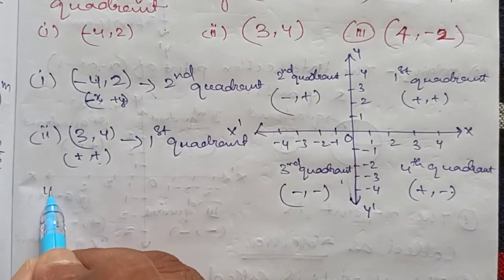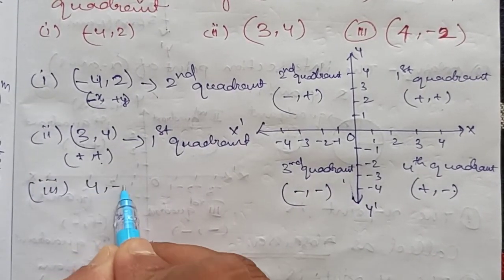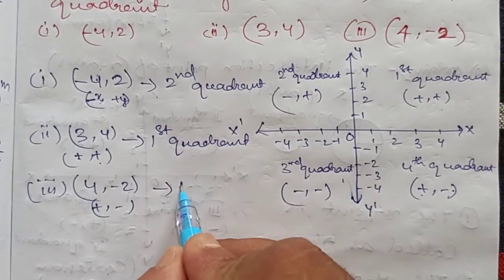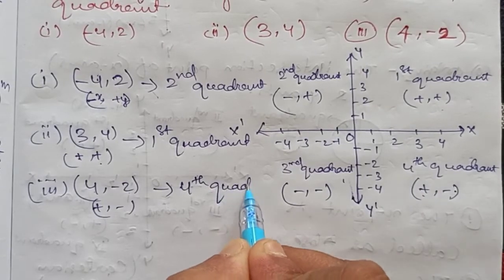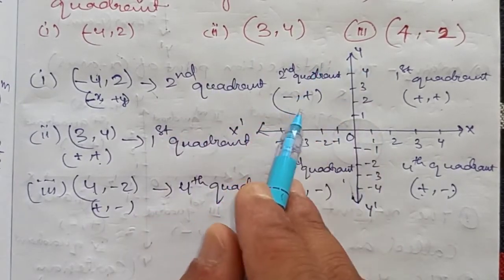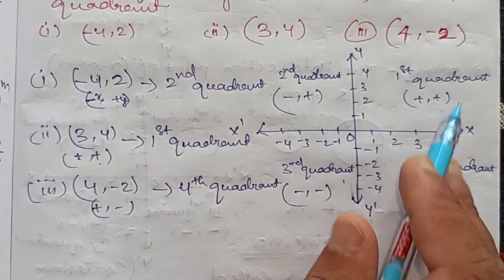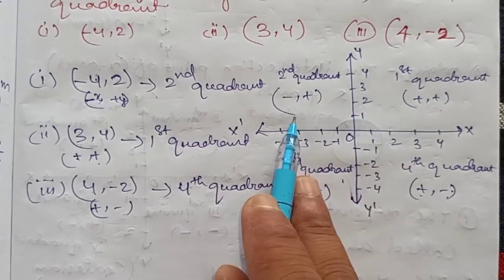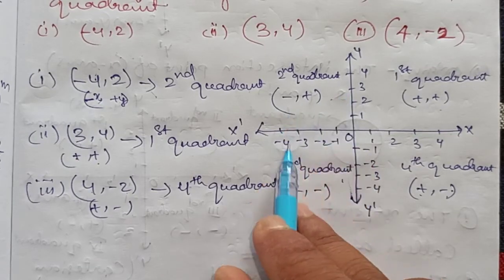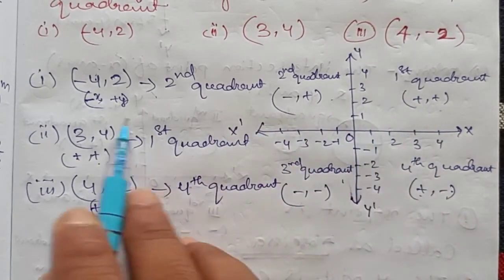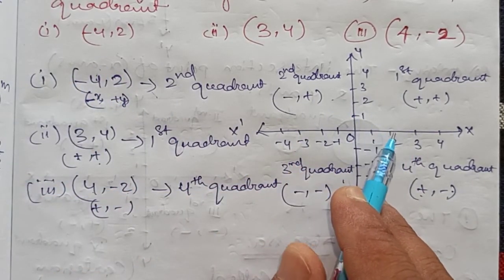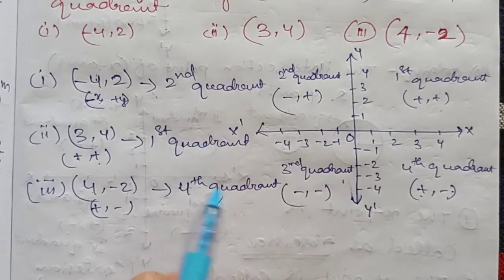Okay, similarly the third point, 4 comma minus 2, one is plus, one is minus. This lies in the fourth quadrant. Okay, so whenever any question is given, you have to identify in which quadrant these coordinates lie. You just write the quadrants first and write their signs, that plus plus is the first quadrant, minus plus is the second quadrant. Like this you complete the Cartesian plane. Then you write in which particular quadrants all the coordinates lie. Okay, in this way you can solve the questions very easily.